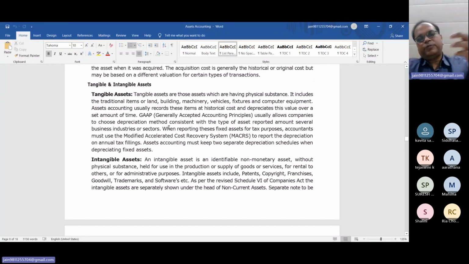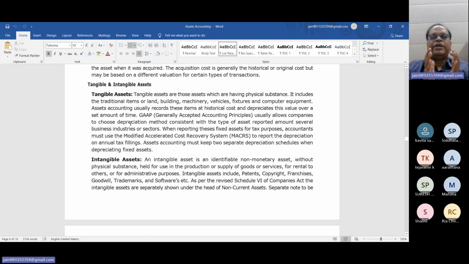Now there are two types of fixed assets: number one is tangible, number two is intangible. Tangible assets are those assets which have physical substance, and they include traditional items like land, building, machinery, vehicles, furniture, computer equipment. Asset accounting usually records these items at historical cost and depreciates their value over a set amount of time.